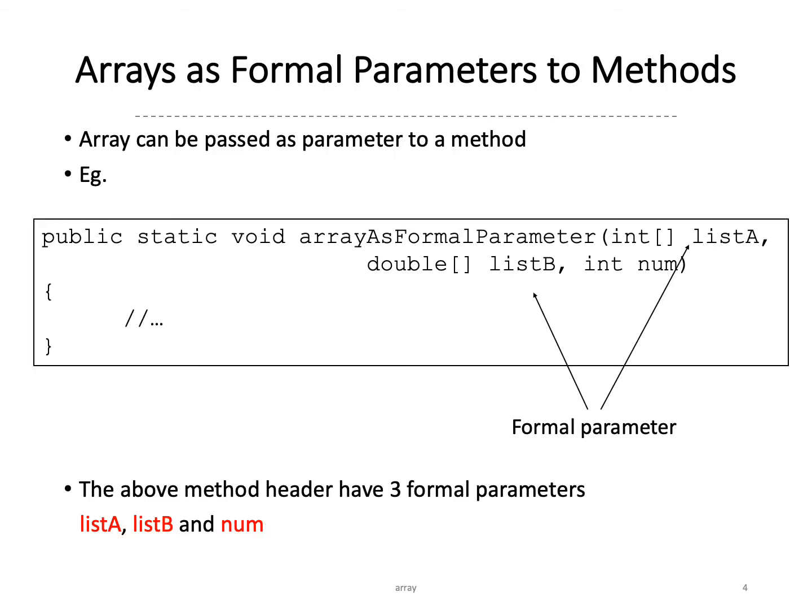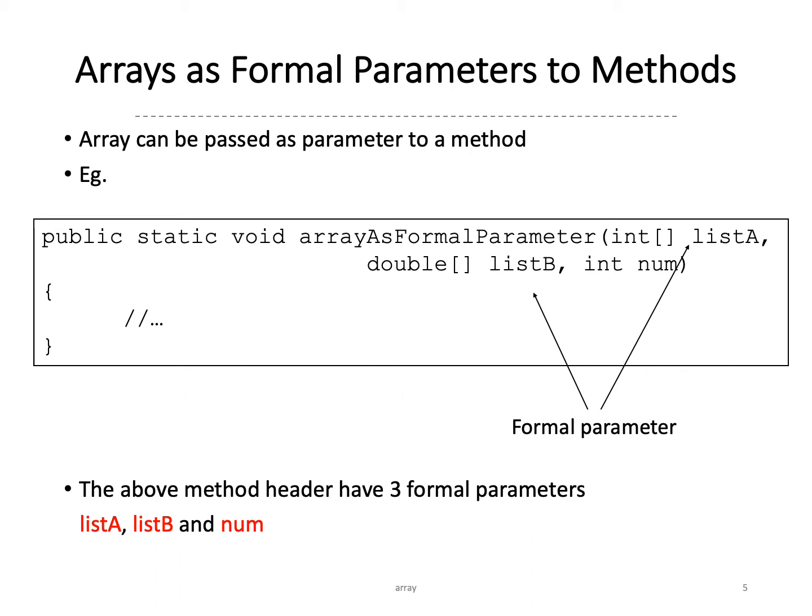Arrays as formal parameters to methods. When we learn about methods, we have seen that we can have parameters in our methods, where we say that those are the local variables for that method. Other than variables, we can also pass an array as the parameter. The way of writing it is the same as what we already know. Instead of passing a variable, we pass in the array.